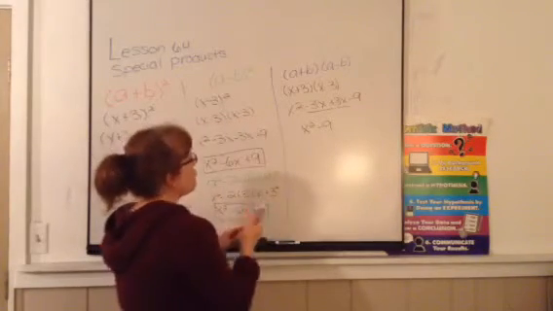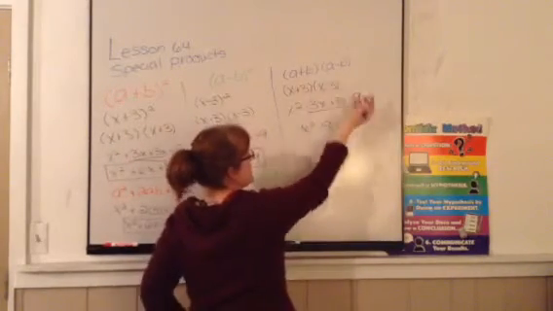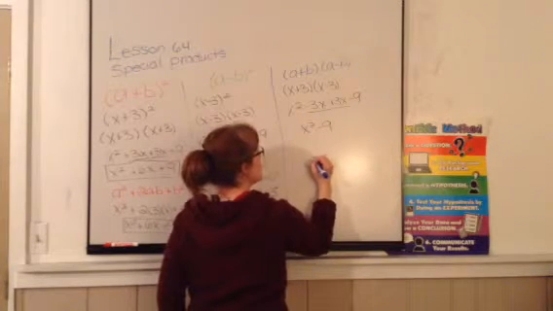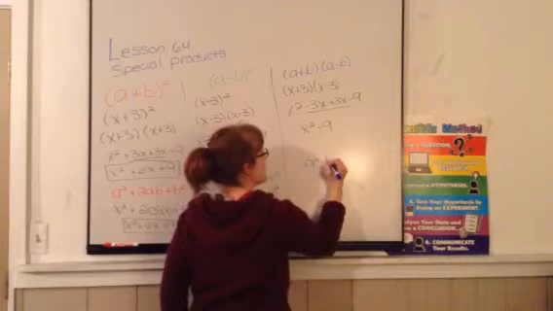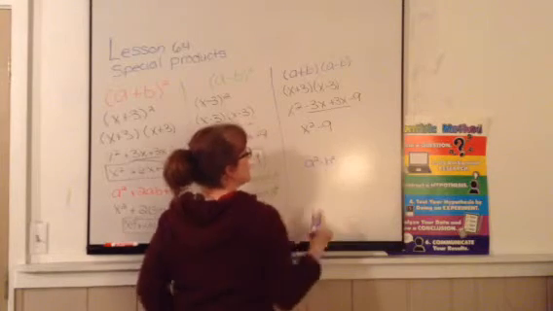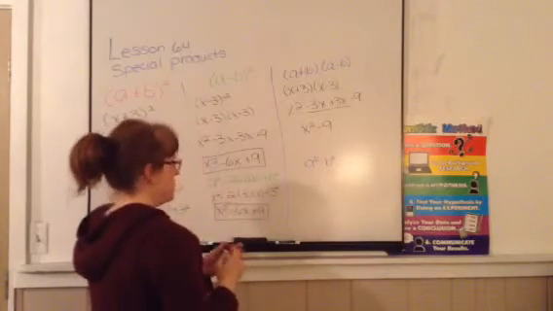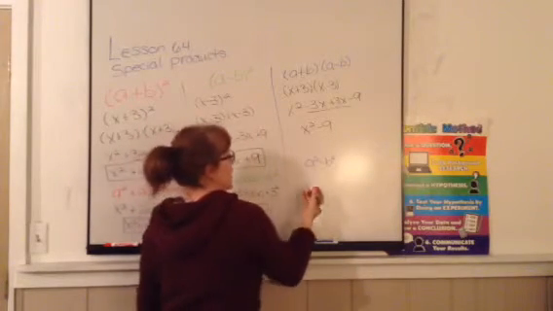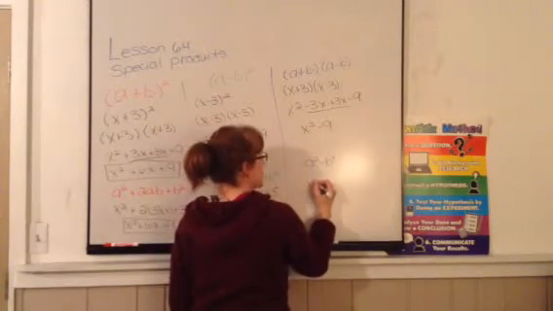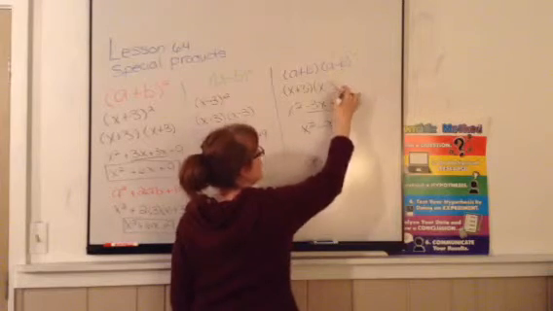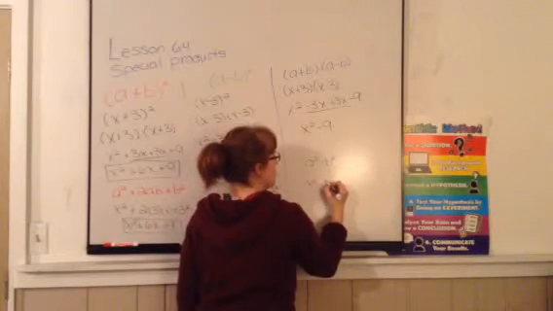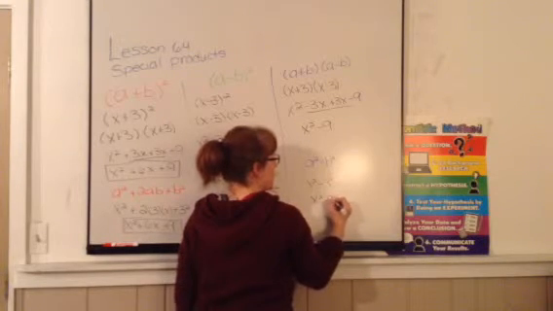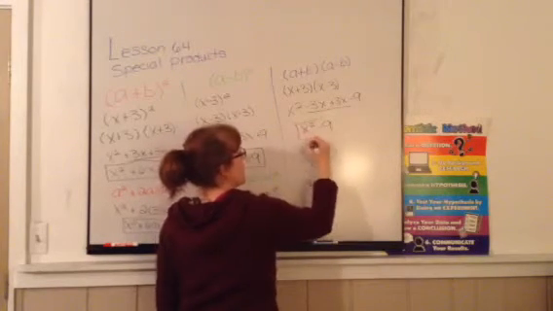So when I have the a plus b times a minus b, the pattern for this one is going to be a squared minus b squared. Now let's just plug that in. So if I plug in my a, it's going to be x squared minus, my b is 3, which gives me x squared minus 9. And there we go. These match.